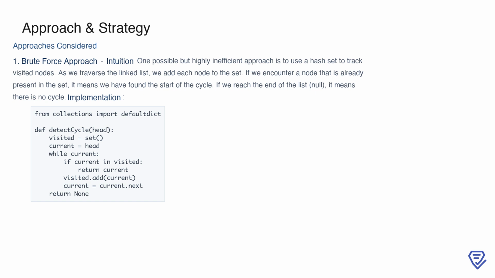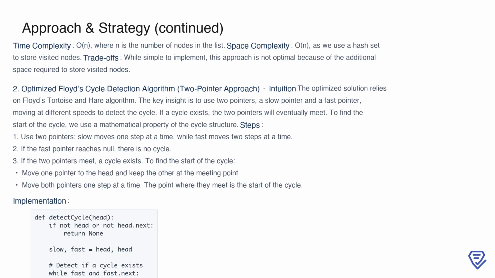While this method is simple to implement, it has limitations, particularly because it requires additional memory to store all the visited nodes. Here's a Python implementation of this brute force approach, where we use a set to track visited nodes and return the node where the cycle begins if one exists. Analyzing this brute force approach, we observe that its time complexity is O(n) as we traverse each node in the linked list once. However, the space complexity is also O(n), as we need to store all visited nodes in a hash set. While this method is conceptually simple, its reliance on extra memory for storage makes it less than ideal for larger linked lists.